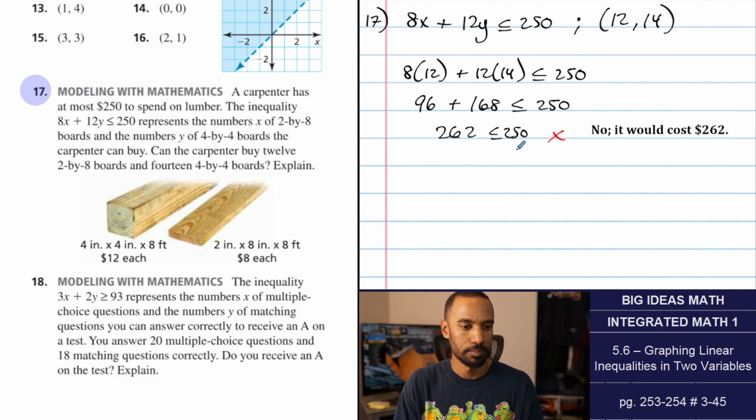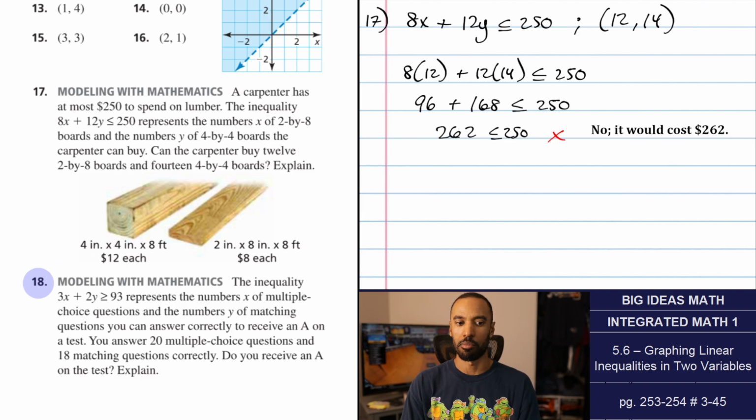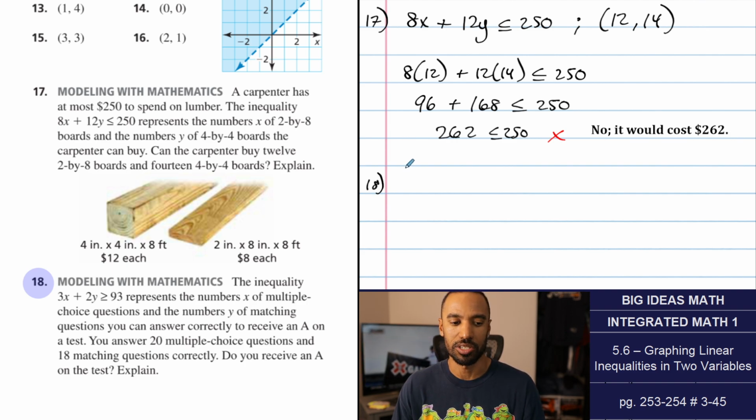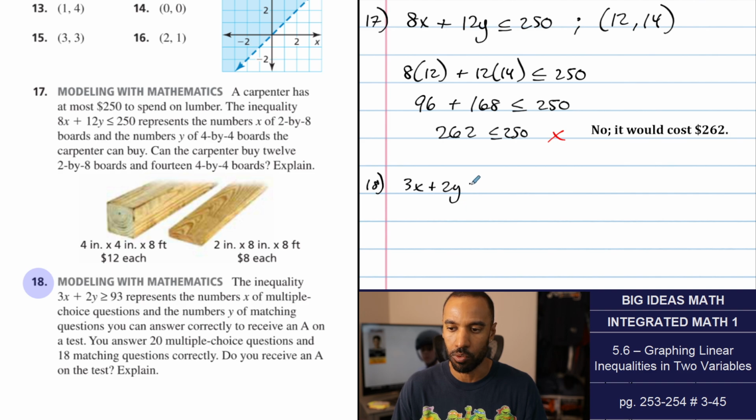Number 18. The inequality 3x plus 2y is greater than or equal to 93 represents the numbers x of multiple choice questions and the numbers y of matching questions you can answer correctly to receive an A. So it sounds like we need to answer a certain amount correctly to get 93% or more, right? That's the idea. You answer 20 multiple choice questions and 18 matching questions correctly. Do you receive an A on the test?